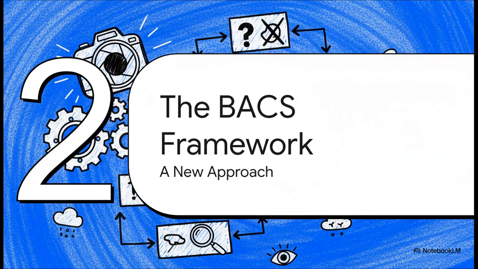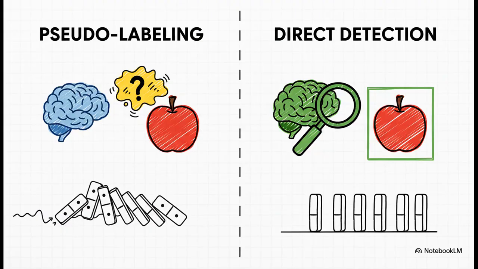So, faced with this really tricky problem, how do you even begin to solve it? Well, that's where the BACS framework comes in. It proposes a totally new way of thinking about this. And the big idea behind BACS is that it completely throws out the old way of doing things, which was called pseudo-labeling. See, methods like PLOP would basically take the old model and have it guess what might be in the background of a new image.